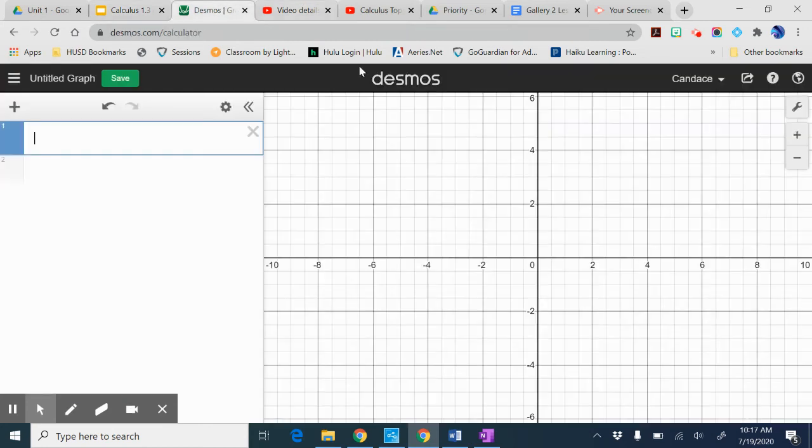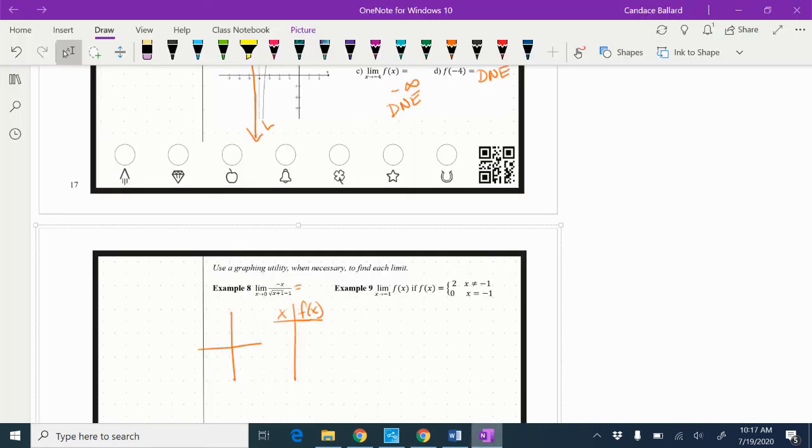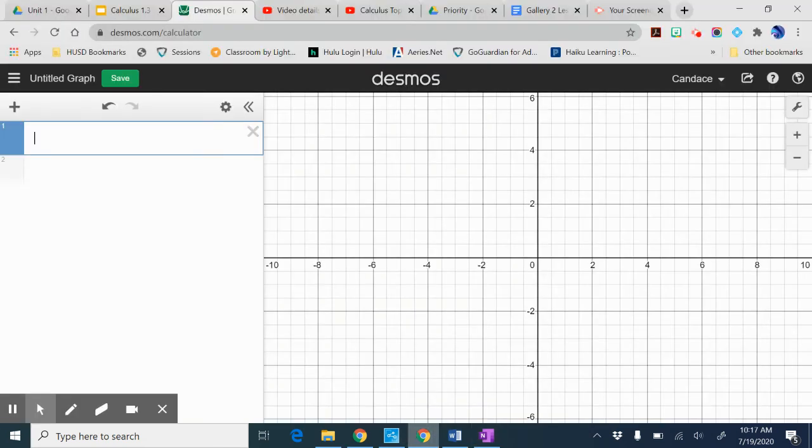So Desmos. And my first function is, let me make sure that I match. Oh, I've got a negative. Okay, so negative x, and I did a plus one minus one. Desmos: f of x equals negative x divided by, and square root is sqrt, x plus 1 minus 1.